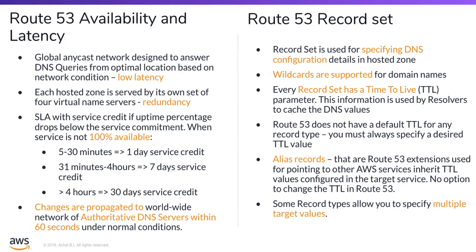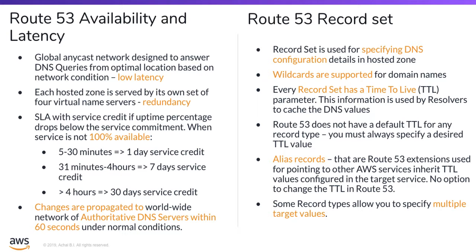So let's understand the availability and latency of Route 53. It uses a global anycast network, so it gives you optimal location based on network conditions. So it is a low latency based network. Each hosted zone is served from its own set of four virtual name servers. So there's a lot of redundancy there. Your resource to domain name mapping is saved in four different virtual name servers, and Route 53 claims 100% availability.